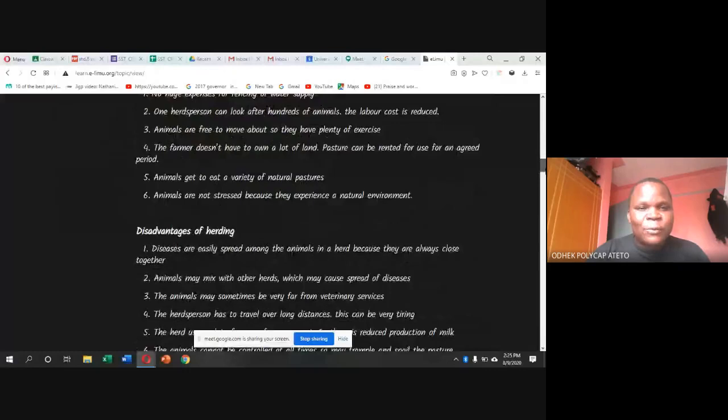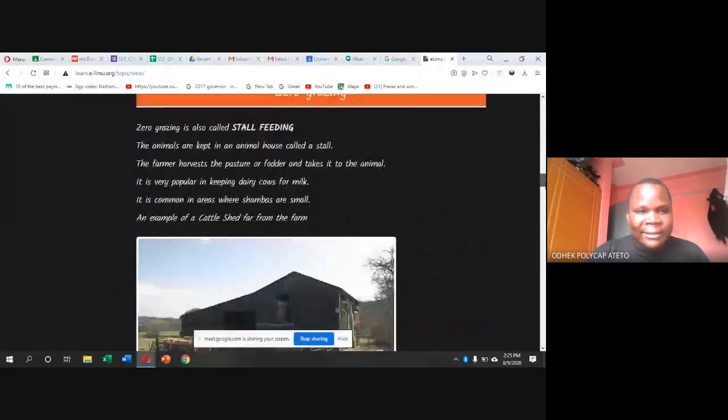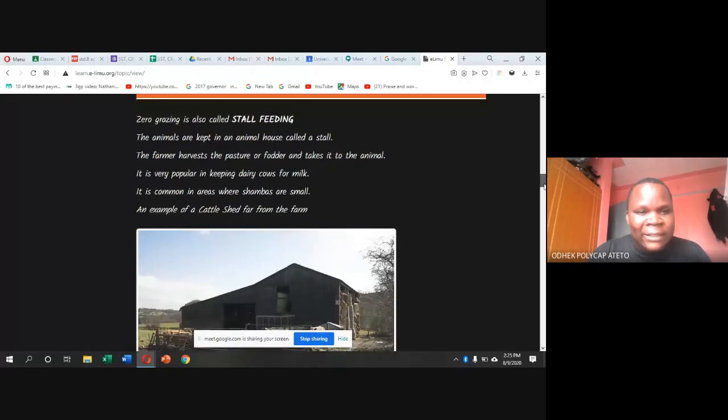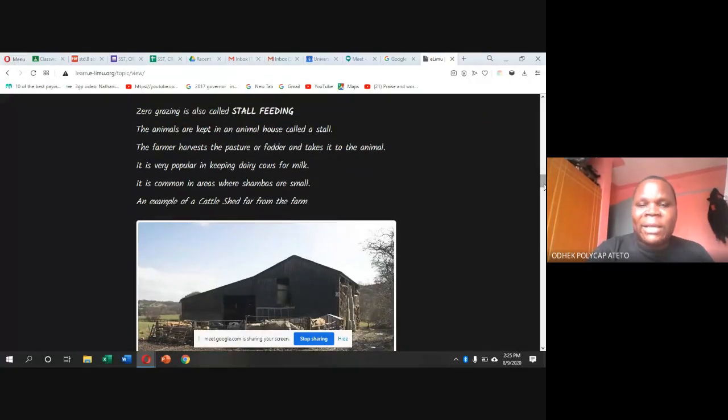But I wanted to go to zero grazing. It's also called that. So the animals are kept in a house called a stall. The farmer harvests the pasture or fodder and takes it to the animals. It is very popular in keeping dairy cows for milk, the one that we are seeing. It is also common in areas where shambas are small.